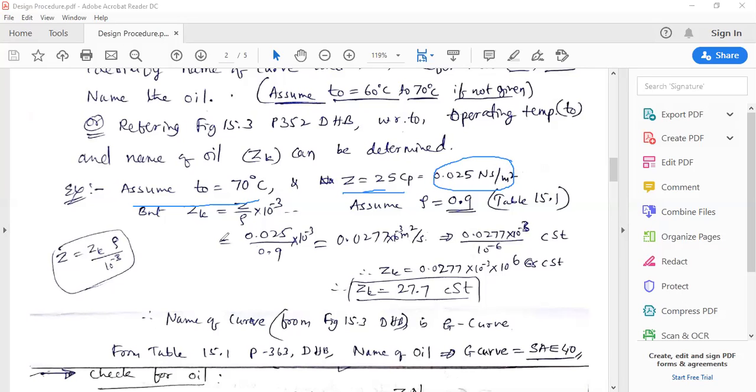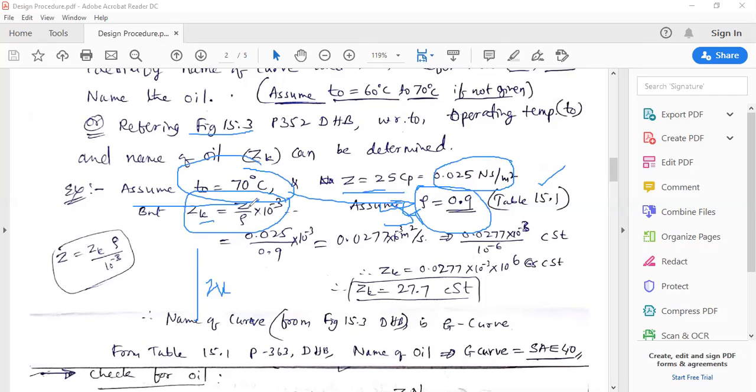So there is an equation, and here we have to use Zk. Here we have to assume another value, rho, the specific gravity of the oil, assumed as 0.9. This is referred from table number 15.1. Why 0.9? For 70 degrees centigrade, in most cases the specific gravity value is 0.9 itself, or it is a standard for liquid. We need the Zk value because in figure 15.3, along the ordinate we have the value of Zk in centi-stokes. That's why it is essential here.